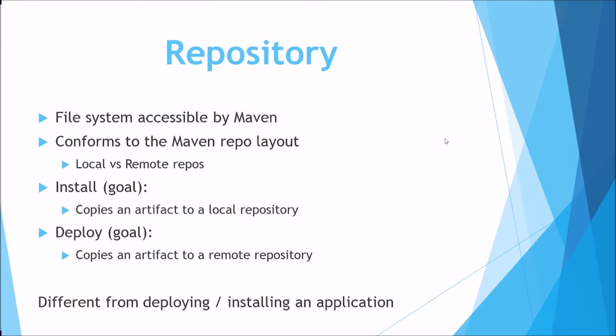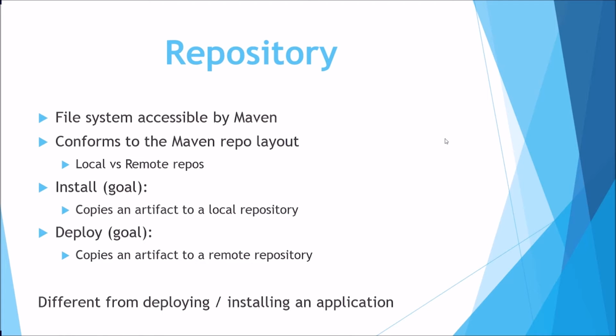Repository. What's a Maven repository? There's two types: local and remote. Local is something that sits on your local machine on the same operating system. Remote is something you have to do an HTTP get to get it from a server. Basically, it's a file system accessible by Maven that conforms to a Maven repository layout. An installation, the act of copying an artifact into a local repository, is performed by the install goal. Deployment is the act of copying an artifact into a remote repository, performed by the deploy goal.